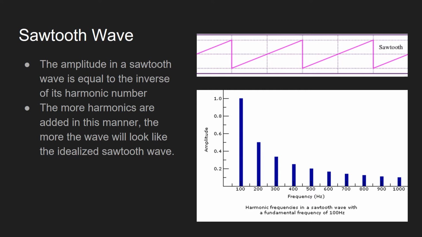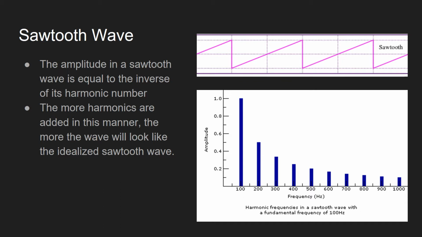So we're going to talk about some different waveforms that a digital synthesizer can create, and one of those waveforms is a sawtooth wave. As you can see, looking at the graph, the waveform itself looks like a sawtooth. And mathematically speaking, the amplitude in a sawtooth wave is equal to the inverse of its harmonic number. And when we listen to a sawtooth wave, it typically sounds like it has a buzzing characteristic to it, which is typically used in leads or melodies in electronic music.